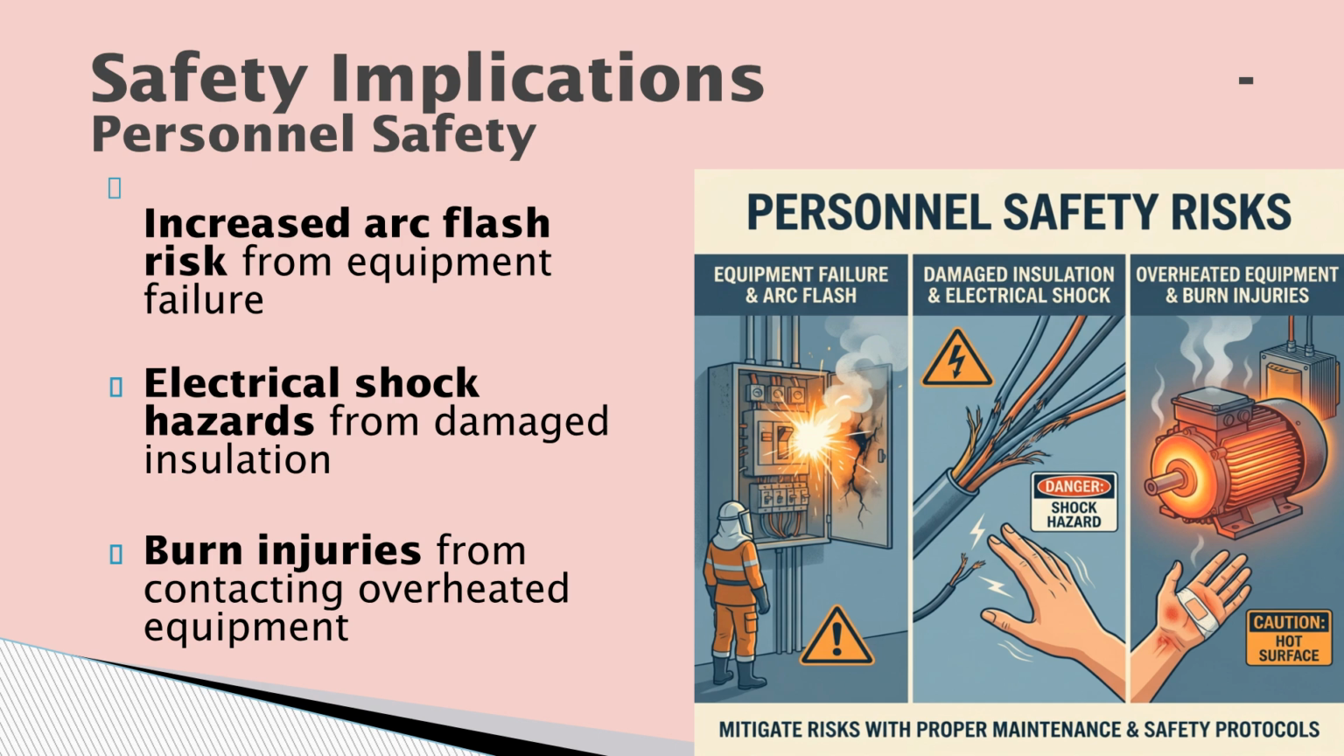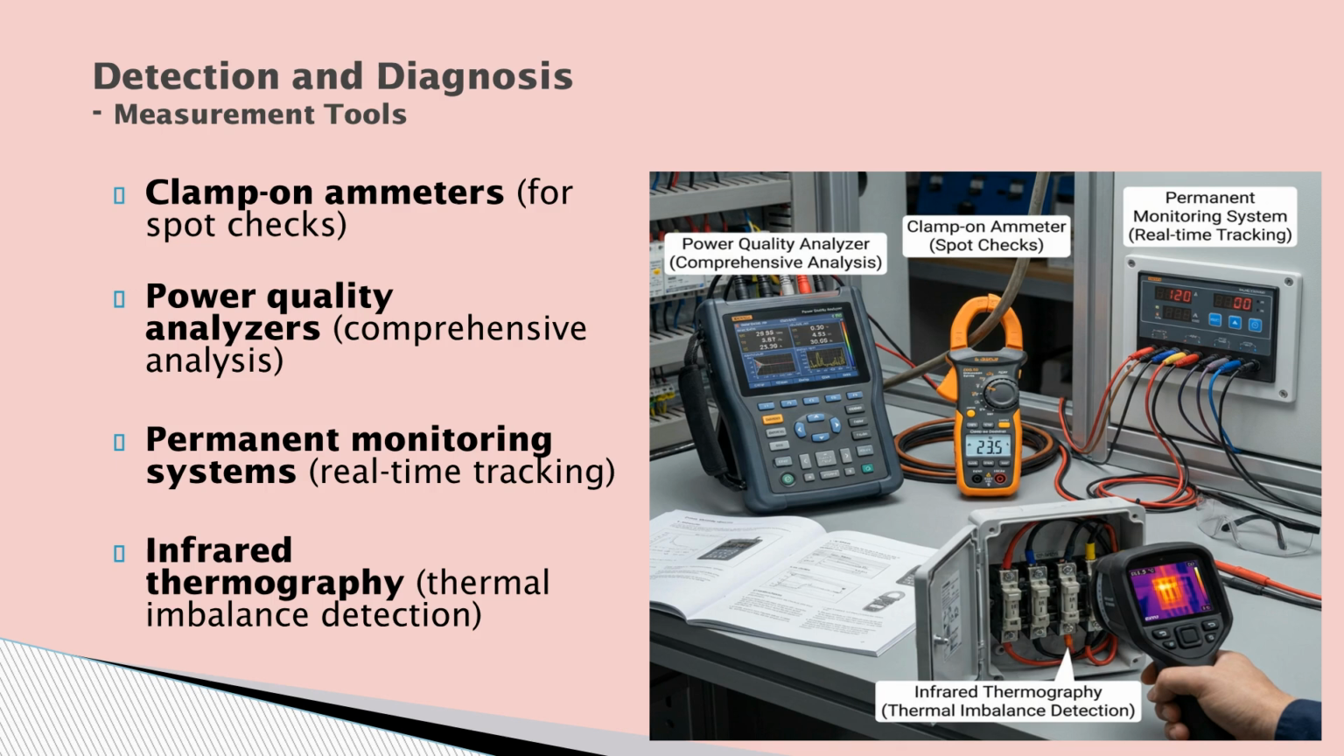Current imbalance poses personnel safety risks, such as increased arc flash risk from equipment failure. Electrical shock hazards are present due to damaged insulation, and there is a risk of burn injuries from contacting overheated equipment. Detection and diagnosis rely on several measurement tools. These include clamp-on ammeters for spot checks, power quality analyzers for comprehensive analysis, and permanent monitoring systems for real-time tracking. Infrared thermography is used for thermal imbalance detection.